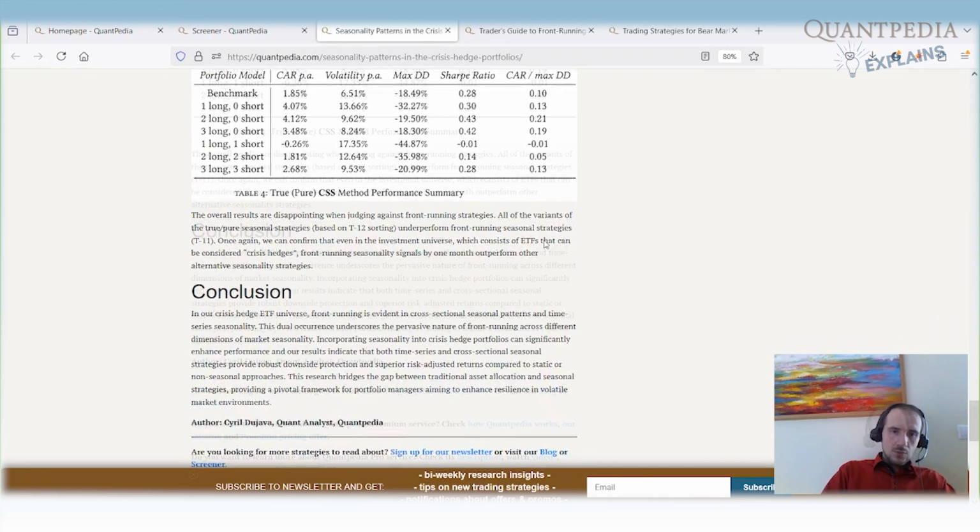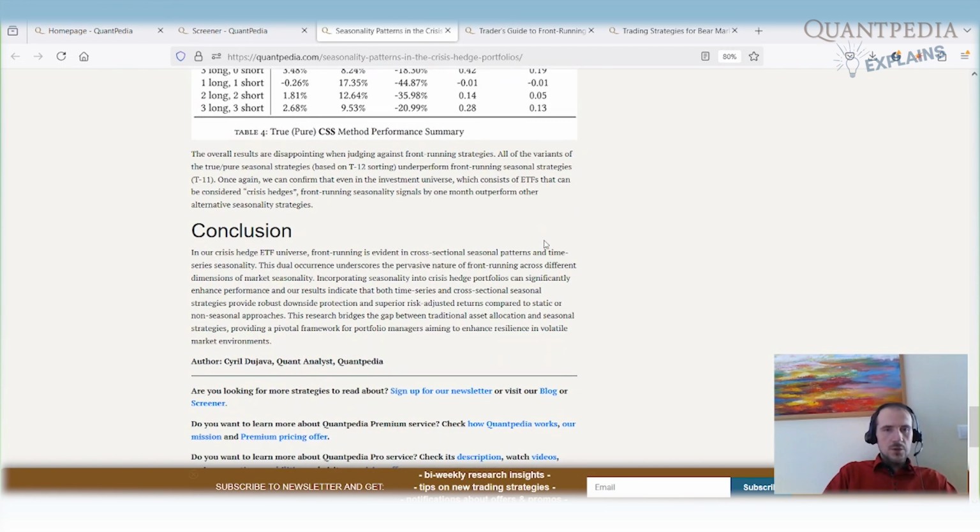So what is the conclusion? The conclusion is simple. Firstly, the crisis hedge ETF universe works very well. You can use the crisis hedge ETF universe to actually improve the performance of the assets that are sensitive to the business cycle, like equities or cryptocurrencies. It makes sense to not just hold the equally weighted investment universe, but to perform the seasonality strategy, because you can improve the performance. But simple, naive, or pure seasonality signals do not outperform the benchmark. You need to front run those signals.